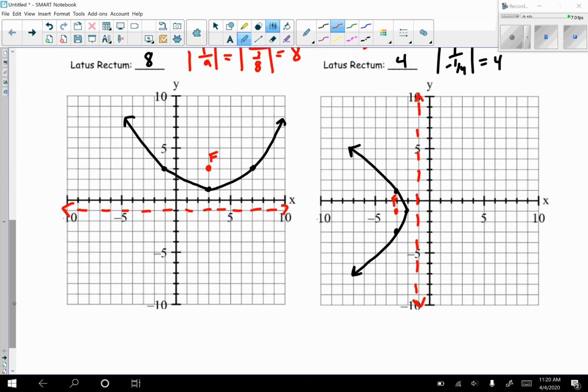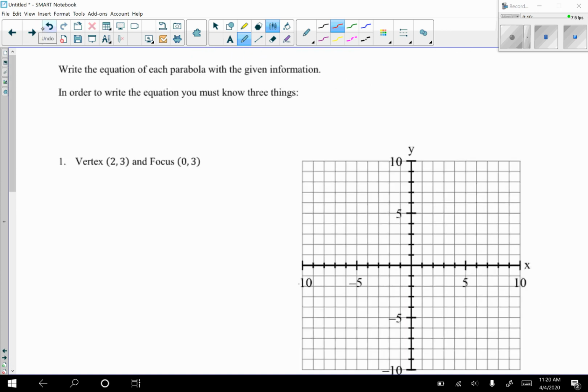All right, so let's go ahead and take a look at writing the equation given the different pieces of information. In order to write the equation, remember that you have 3 variables: a, h, and k. Those are the 3 things that we need to find. Again, in general, x is equal to a times y minus k quantity squared plus h. And if it's y equals, we have y equals a times x minus h quantity squared plus k.